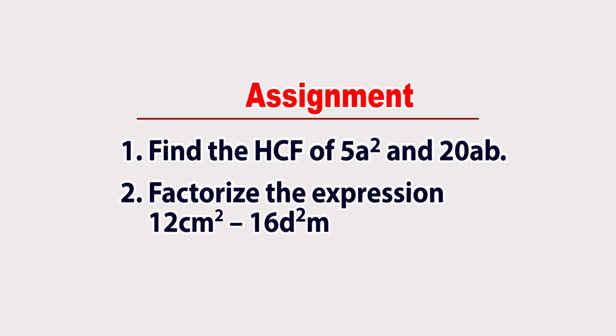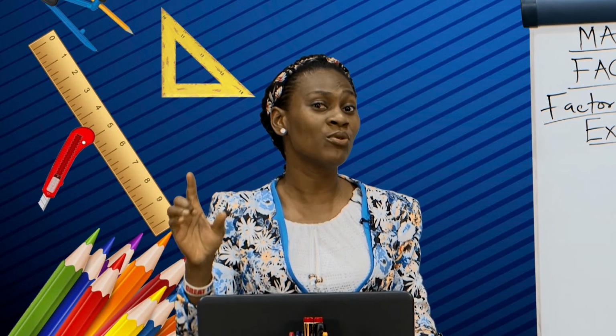Find the HCF of 5a squared plus 20ab. The second one is you have to factorize the expression 12cm squared minus 16d squared m. I believe it will be pretty simple since we have explained in the class. Factorization is a very important topic in mathematics, and I would love you to pay attention to it. Your daily life can become easier if you factor things out and see how you can bring them together again.